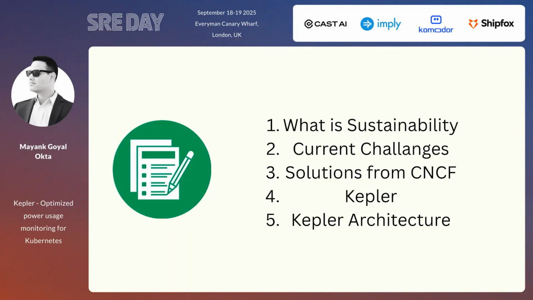All right. So the agenda for today's session: we'll talk about what sustainability is, what the current challenges are with sustainability, and what solutions are coming from the CNCF, the Cloud Native Computing Foundation. And then we'll talk about Kepler, the tool we're going to use today. This will help us provide the power usage for our processes, containers, and pods. Then we'll look at the Kepler architecture, and finally, I'll show a quick demo.